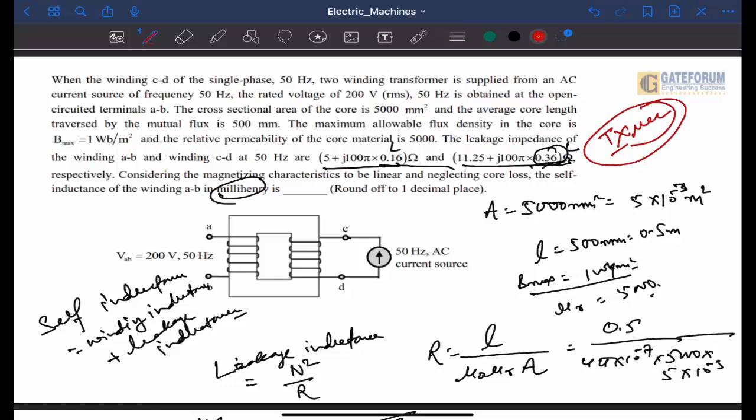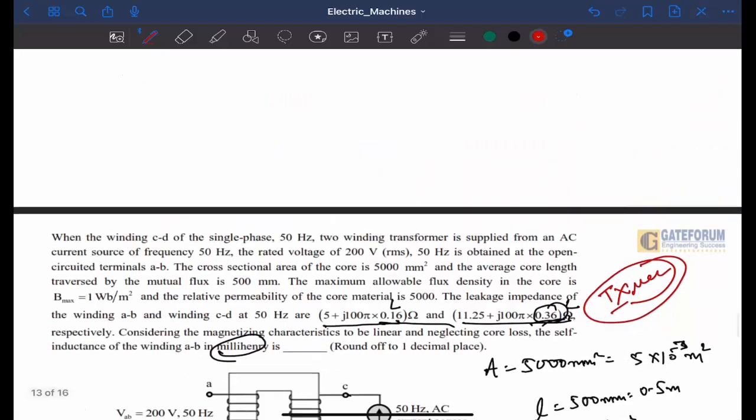Since many times we will not have careful observation, like they have asked for self inductance of a winding, so sometimes we will miss winding inductance or sometimes we will miss leakage inductance. So keep in mind that self inductance will be equal to winding inductance and leakage inductance, both should be added, like leakage inductance plus winding inductance.